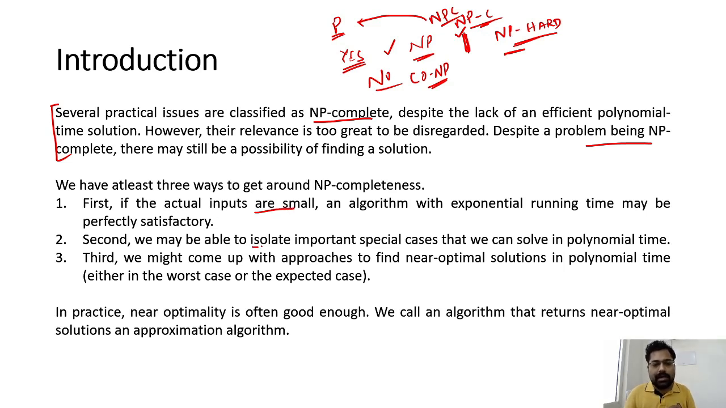Second, we are able to isolate important special cases. We can at least compromise with some features, or with what data is already available in the input space. There we can do certain isolation of important special cases, and through that we can avoid the NP-complete. Another way is to come up with an approach which provides near-optimal solutions in polynomial time. Basically we target polynomial time. Why? Because it is going to be reduced.